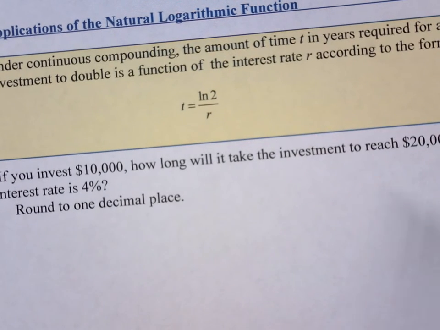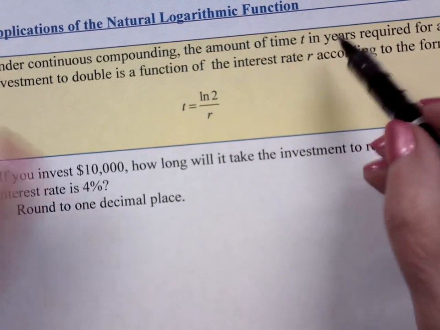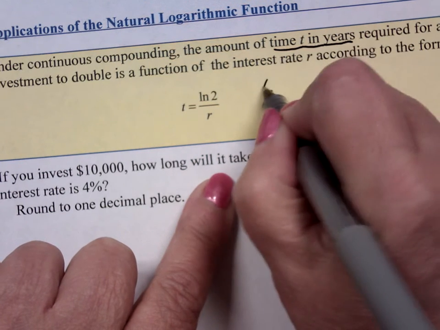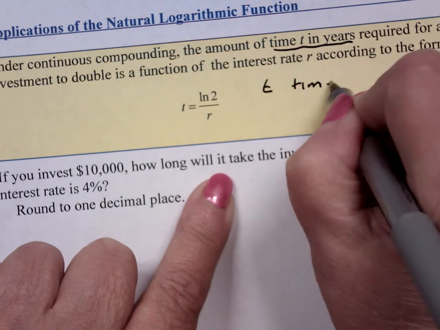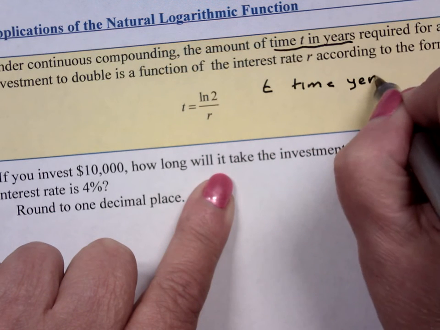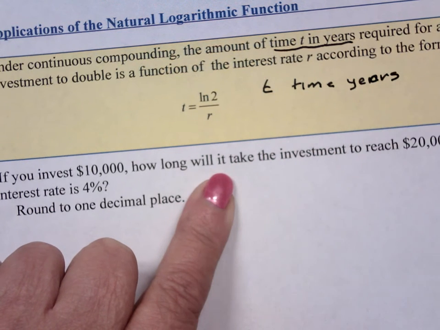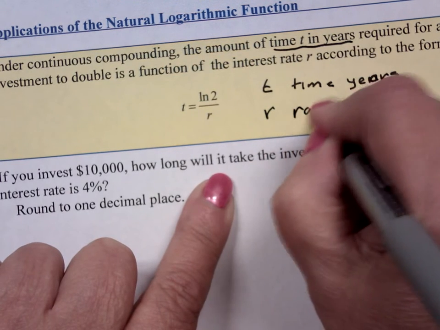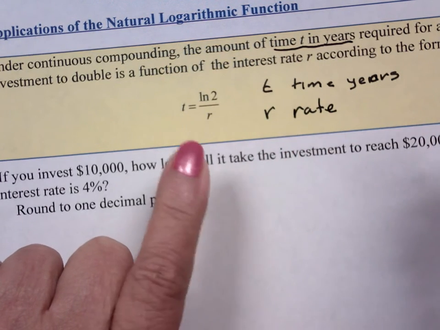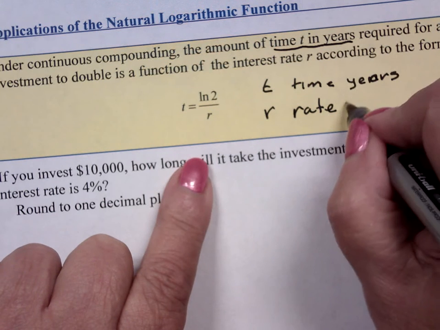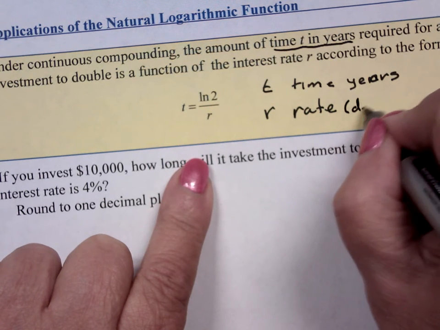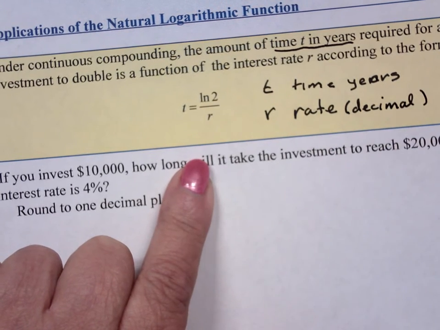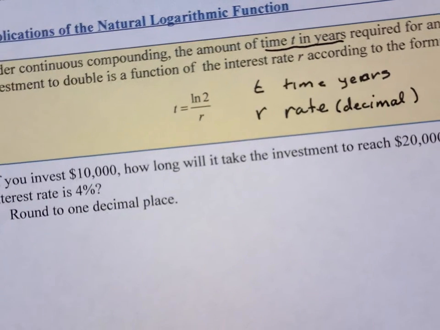So what is it telling me? Well, T is time in years, so that says T, time in years. And then R is the rate. And anytime we've dealt with the rate, this is going to be in decimal form, unless they tell me otherwise. And that's what you've run into on your pre-homework.